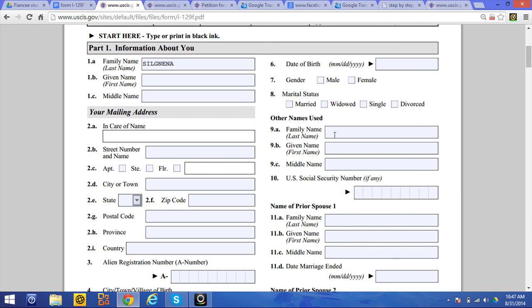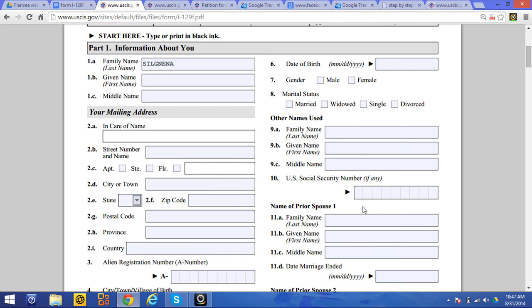Now, if the U.S. citizen fiancé has had other names by a previous marriage, include the names here. Let's say it's a woman and you were married before, you should be divorced. If you had other names in the past, you just put them here. If you changed your name, just put it here. The social security number is really self-explanatory. The U.S. citizen will put your social security number here.